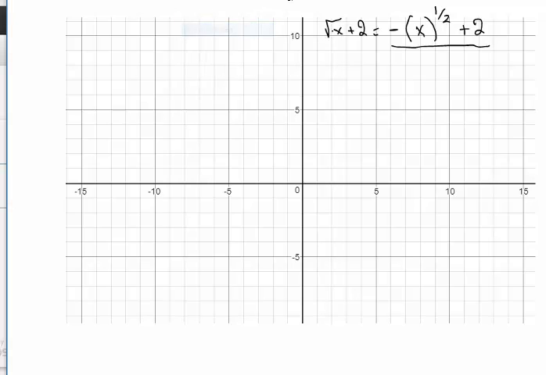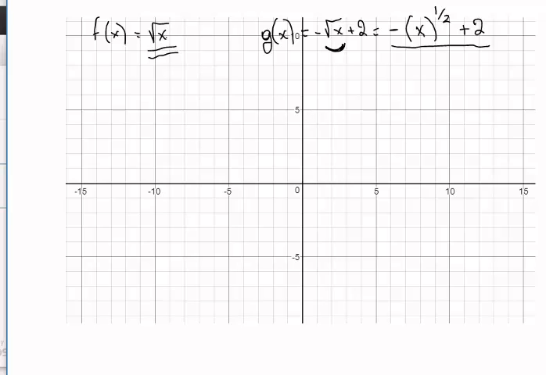We want to graph the function g of x equals negative square root of x plus 2. This is a transformation of the function f of x equals square root of x. Remember, we always start with the simplest function that is included in the function that we want to graph.